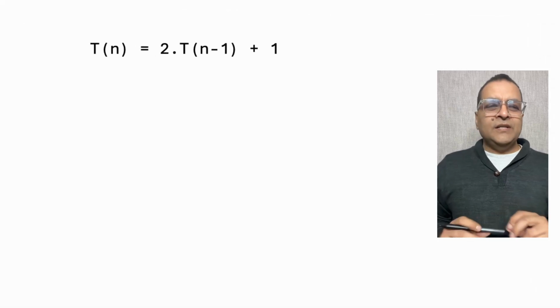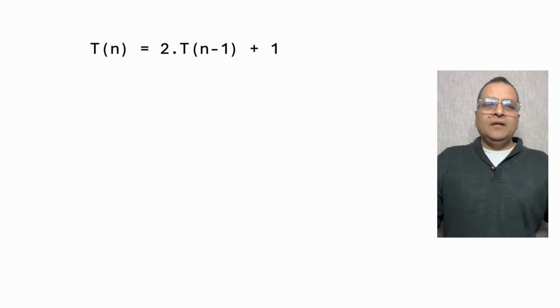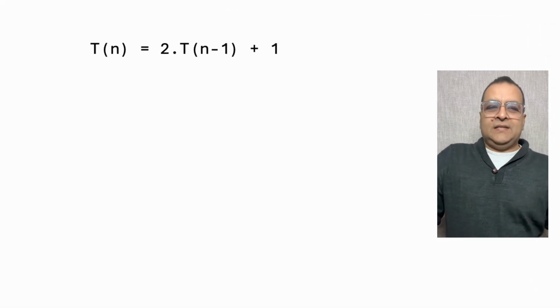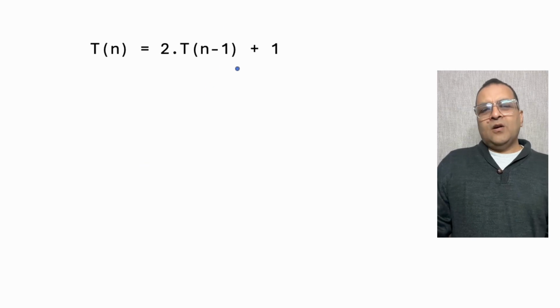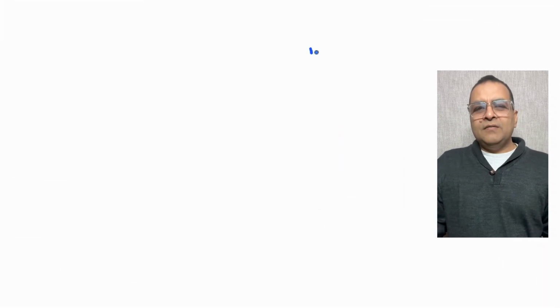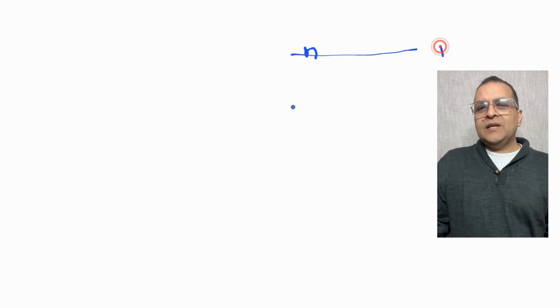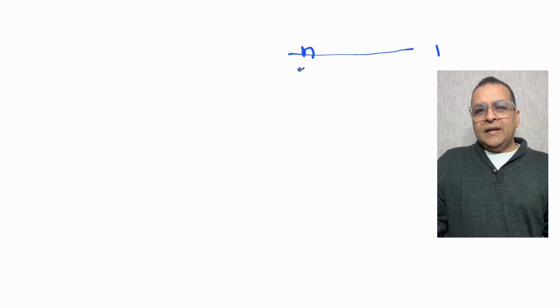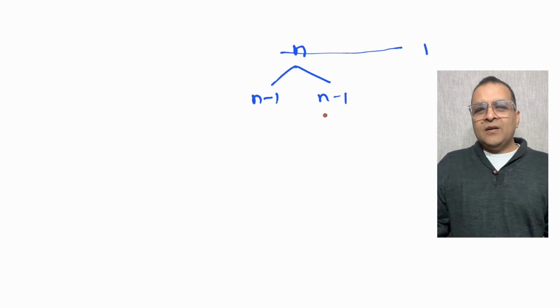What if the recurrence equation is this? It means that from a function, the function is getting called twice. We can solve it from the function call tree also. The function call tree will be, initially the function is called for n, and at this level we are taking constant time. Then in the next level there are two function calls, each for value n minus 1, and both of them will take constant time.